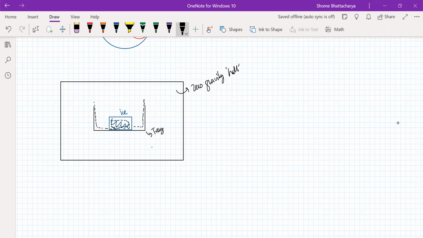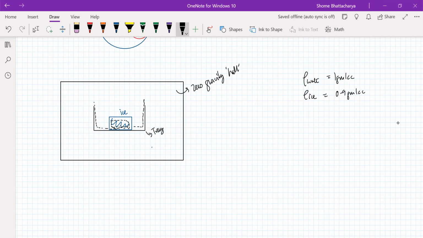So the ice will compress. Yes, because density of water is how much? 1 gram per cc, no? Yes, sir. And density of ice is, now this is very hard to imagine because one would think that when ice melts, it should just form a layer of water here. But remember, it's a 0 gravity environment. So no layer of water will form.